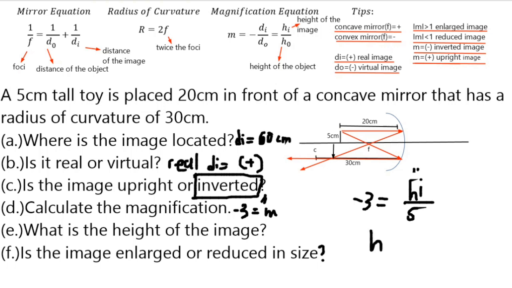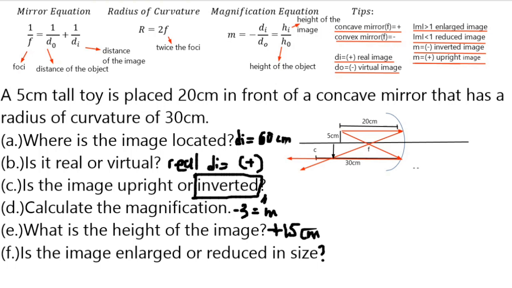The height of the object is 5 centimeters. So it's just going to be negative 15. It is negative because it's an inverted image. So that's negative 15 centimeters. But in physics, height is a scalar quantity. Therefore, height is always positive. We're just putting some negative sign here to indicate that it is an inverted image.